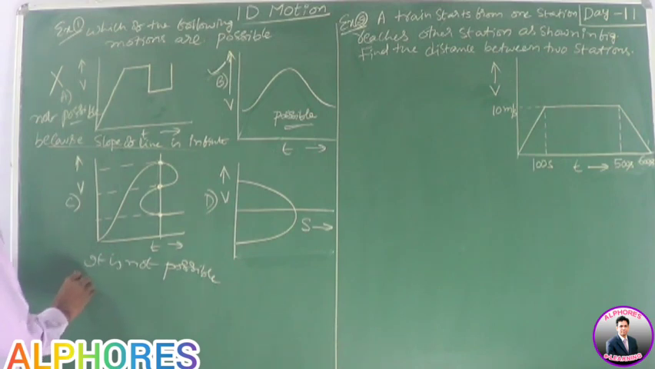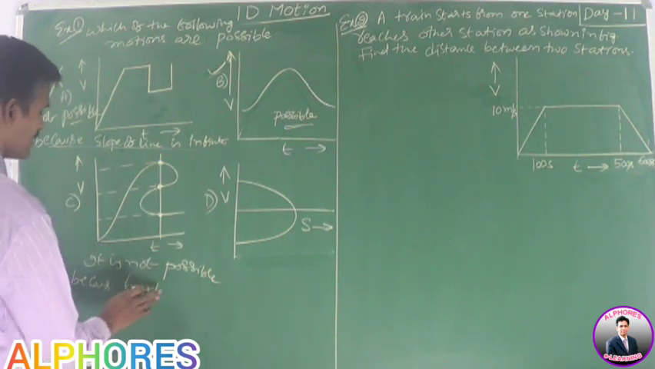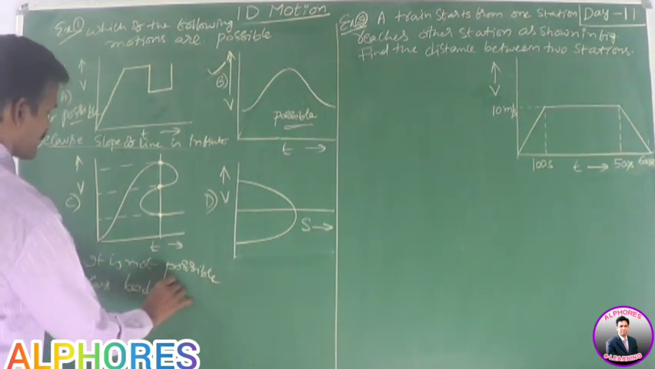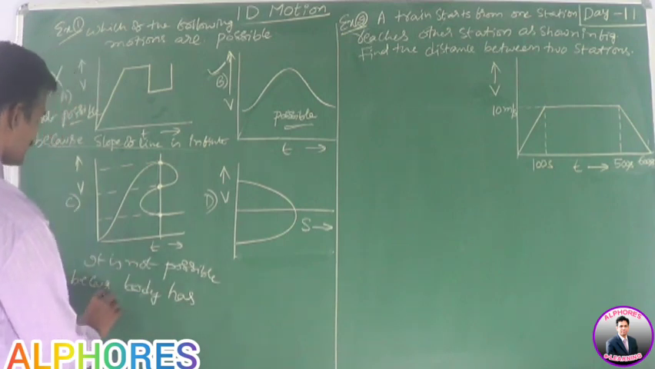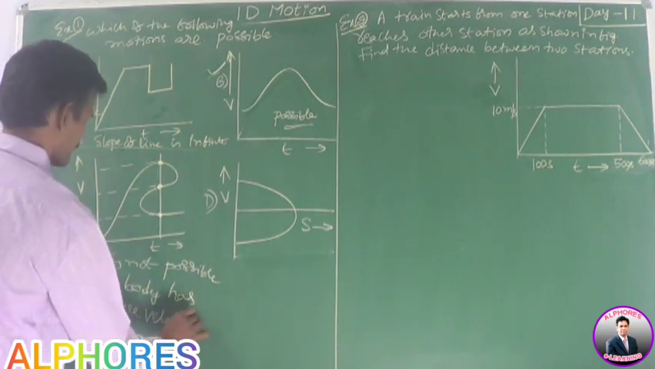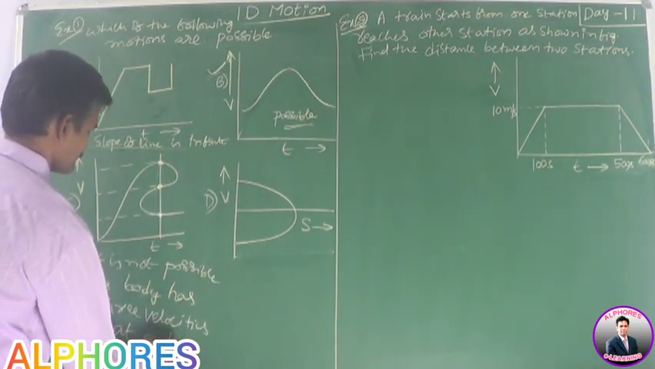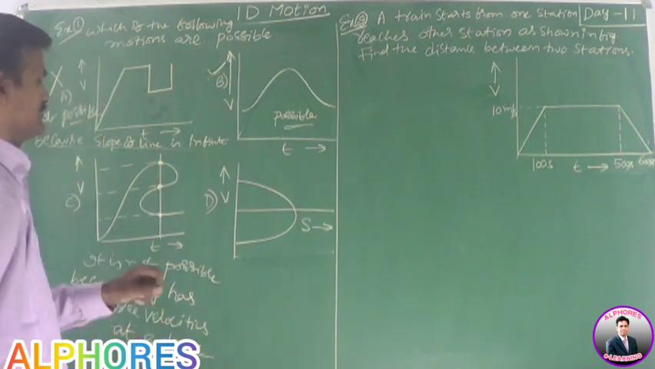So it is not possible because the particle, or body, has three velocities at a time. Okay? It has three velocities at a time.